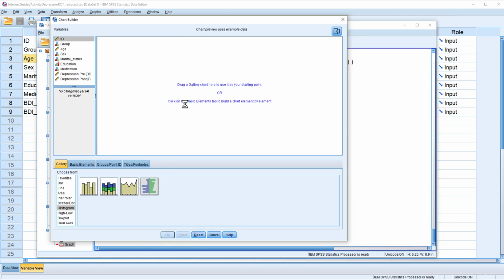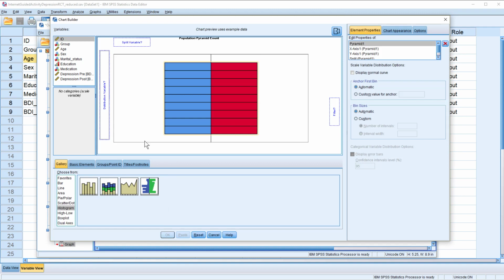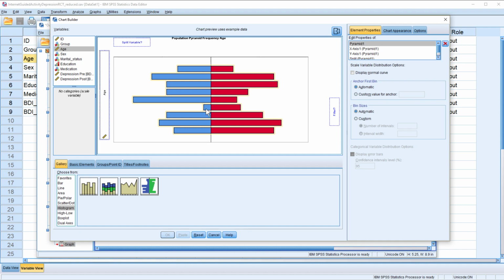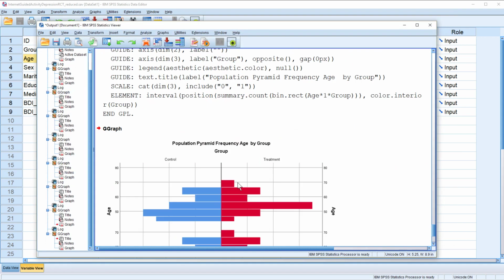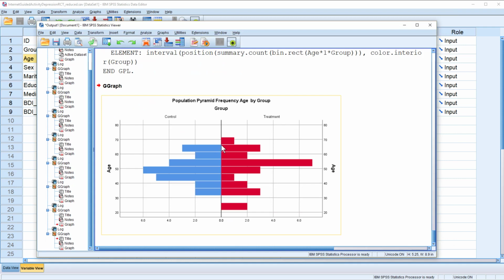So if we wanted, before we just use the plain histogram, if we wanted to look at the two groups, we could do it using the population pyramid. So let me drag age into here, which is the distribution variable. So we want age spread out along this axis, and we're going to split by group. And we've got a similar range of ages in both the groups. The treatment group happens to have both the youngest and the oldest people, and that's probably just, if they were randomly allocated, that'd just be a random chance.